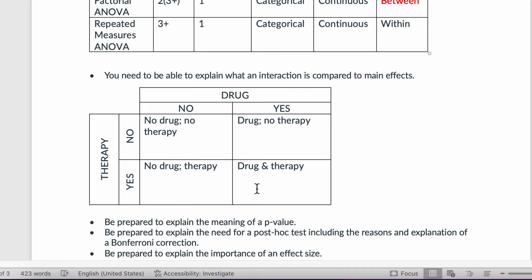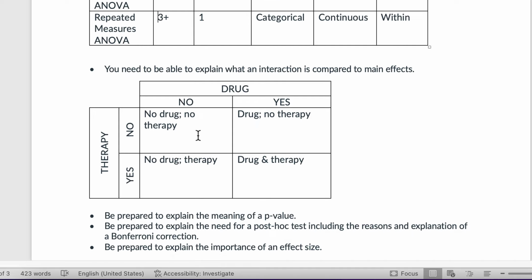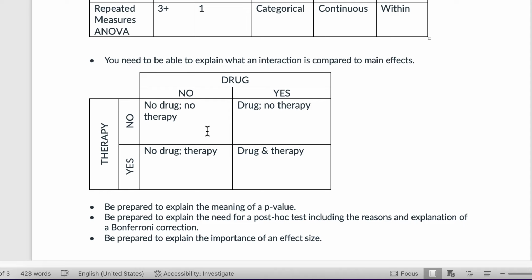You're going to end up with 4 groups here: no drug, no therapy; then taking the drug with no therapy; then no drug with therapy; and then drug and therapy together. Now, let's say the drug had an effect on anxiety that you could see by itself, even controlling for all these other things. The drug had an effect on anxiety, okay? That's a main effect of drug by itself. And now, is there a main effect of therapy by itself?